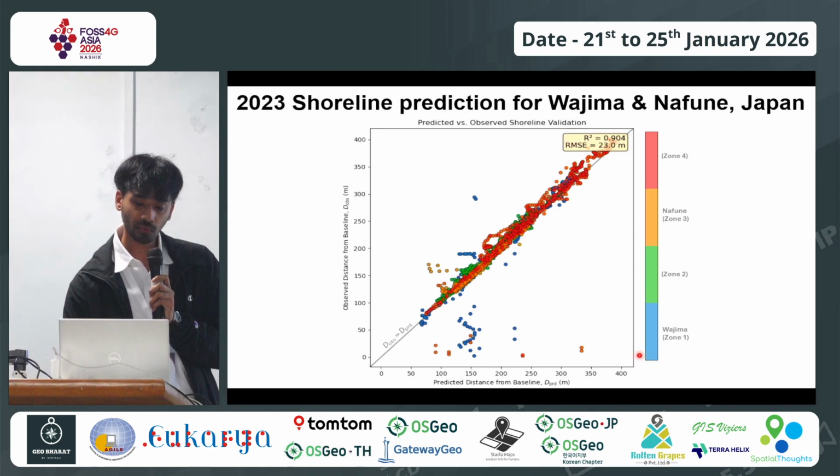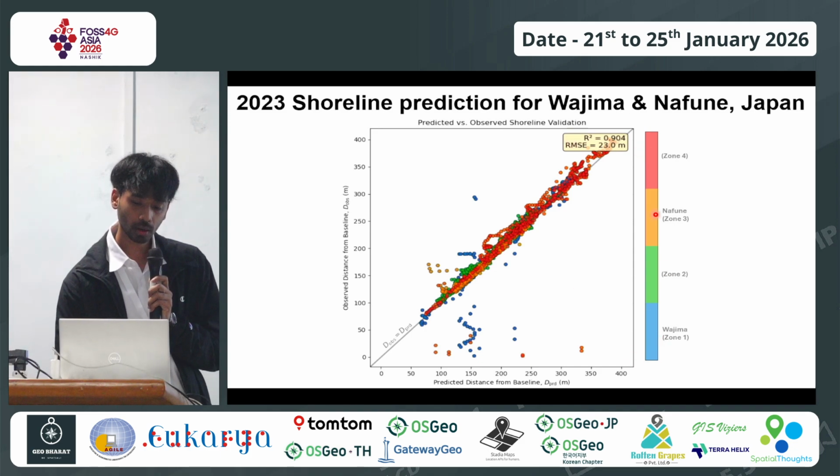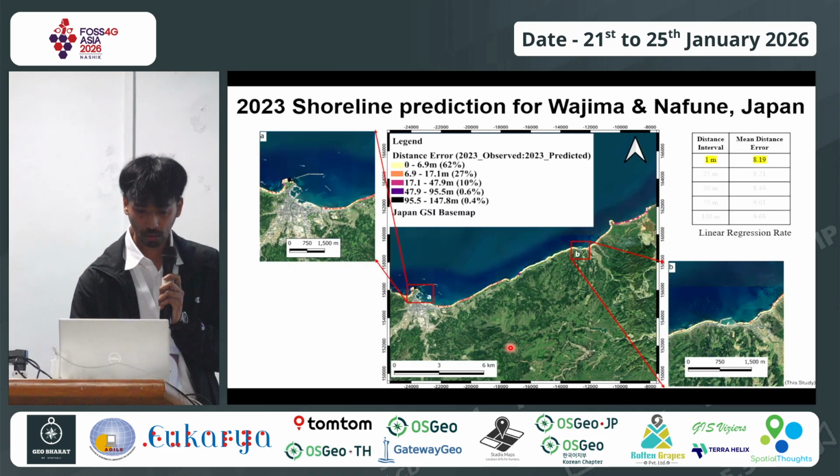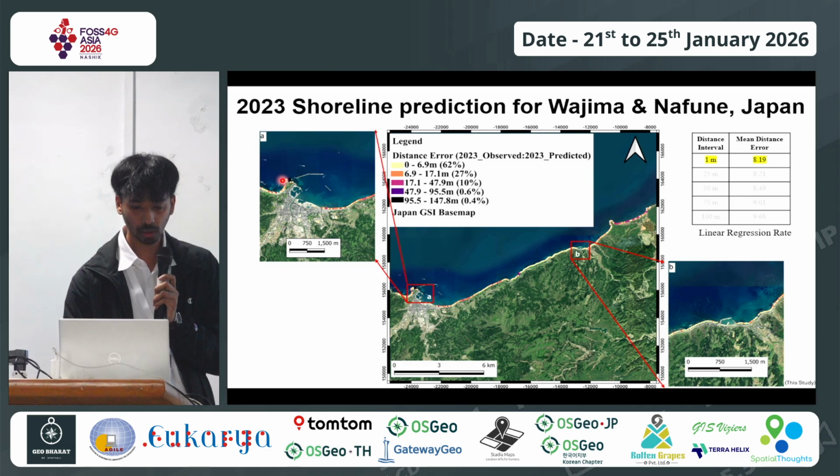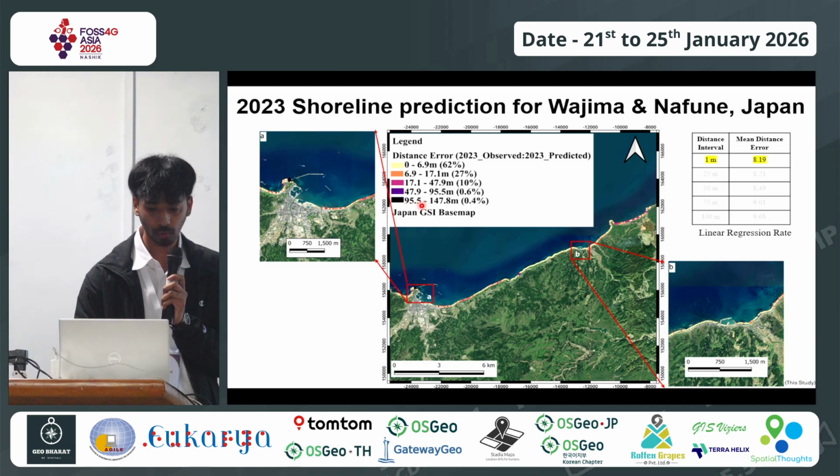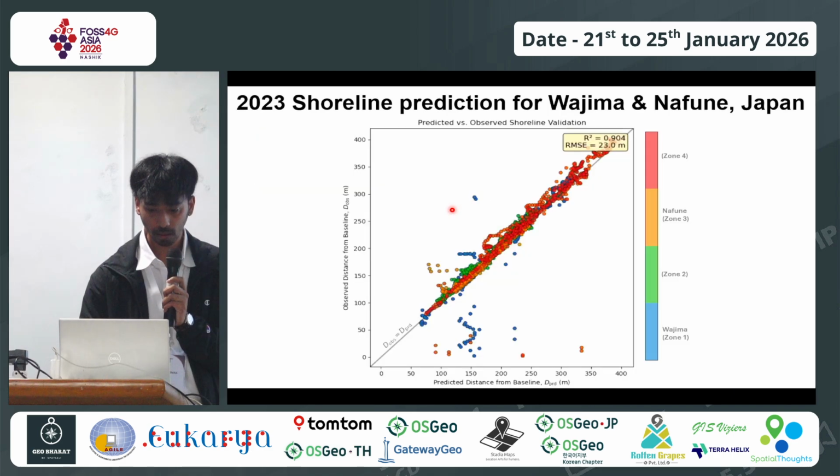Now, if you see, there are 4 zones, zone 1 to zone 4. So we are focusing on zone 1, which is Wajima, and zone 3 is Nafune. As you can see, some of the points are coming out. If you see here at A, this is Wajima. So these are the points which are outside. It shows from 95 to 147 meters is the error.